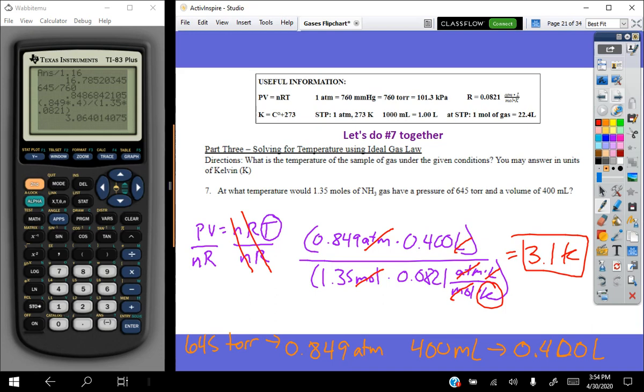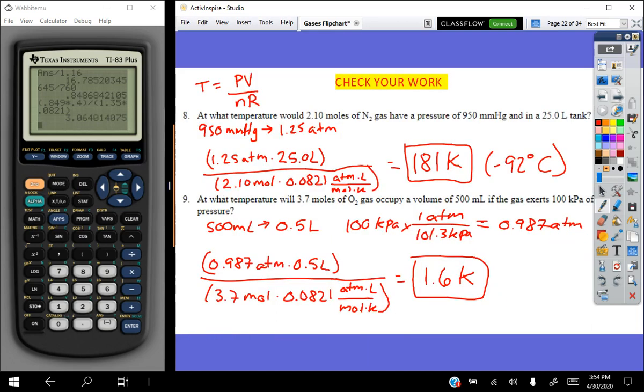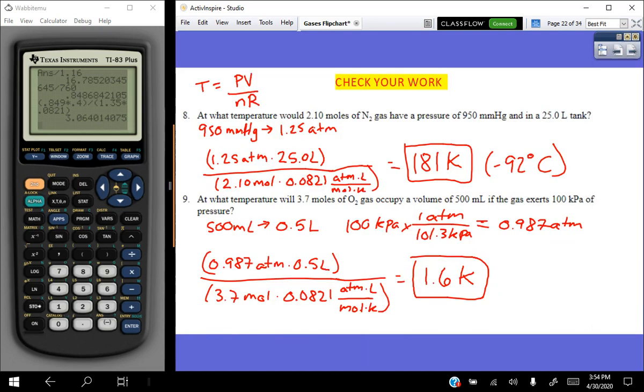Okay, welcome back. Here we are. Number 8 gave us a pretty realistic temperature, 181 Kelvin. That's negative 92 degrees Celsius, in case you're curious there. But we had to convert our pressure into atmospheres and then plug in PV over nR, sorry, not nT, and then use our order of operations, okay?